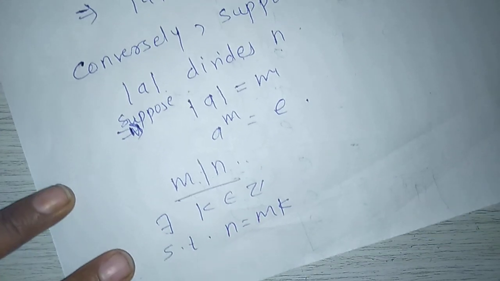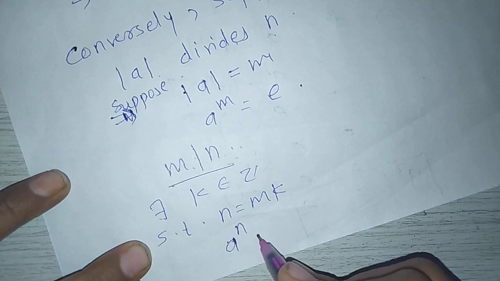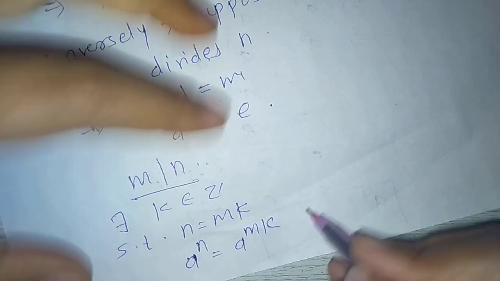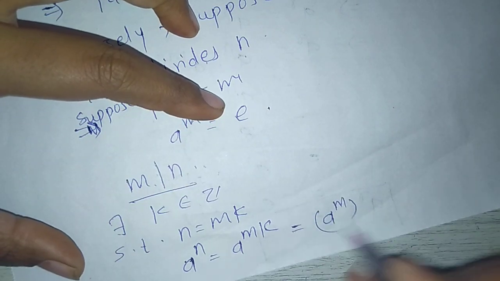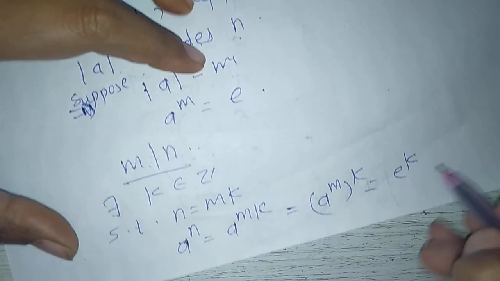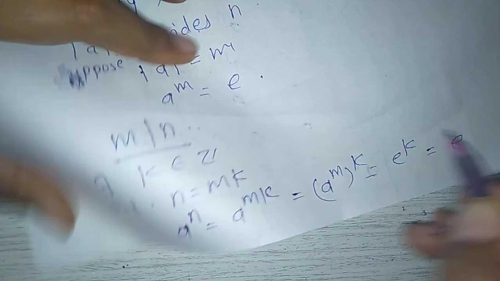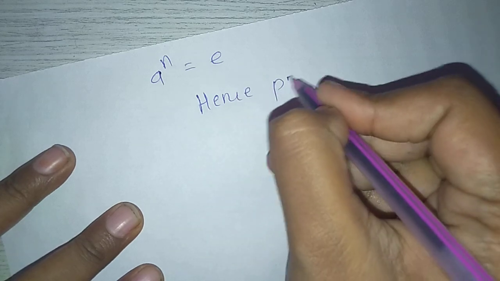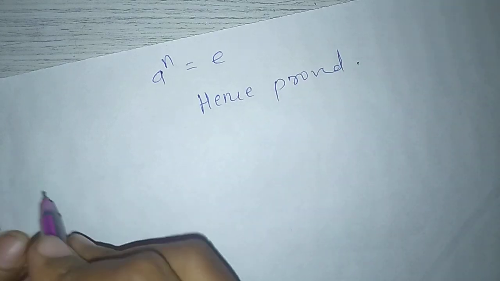n equals mk means a raised to n equals a raised to mk, which is equal to (a raised to m) raised to k. a raised to m is identity, e raised to k, and e raised to k is e. Means a raised to n equals identity. Hence, proved.